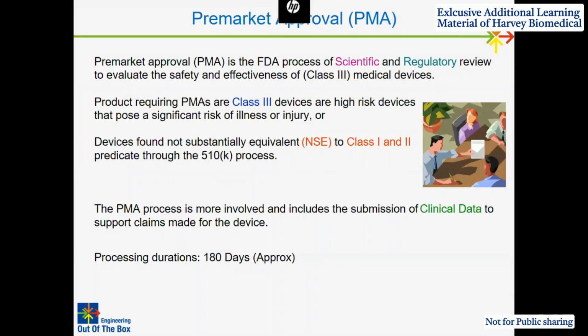Devices found not substantially equivalent, NSE, to class 1 and 2 predicates through the 510K process. As I explained, for devices found not substantially equivalent, there is no predicate device, there is no substantially equivalent device. For class 1 and class 2, we can go ahead with the 510K process with similar medical devices. The pre-market approval process is more involved and includes the submission of clinical data to support claims made for the device. The processing duration is 6 months. In 180 days, the process will be reviewed and approved by the US FDA.